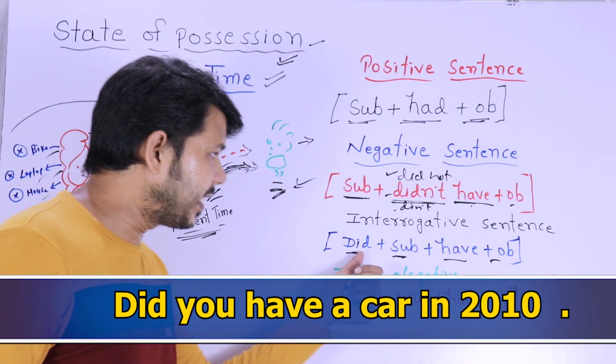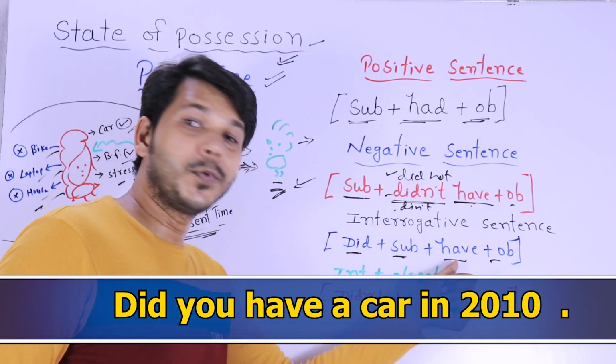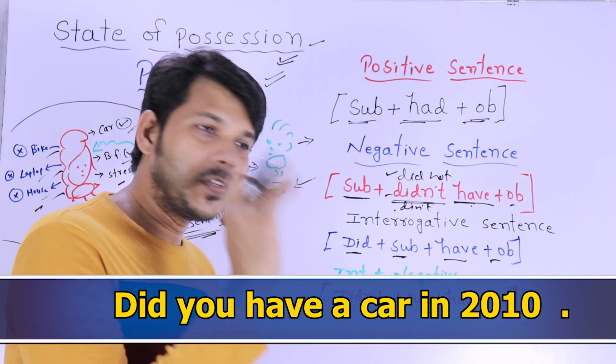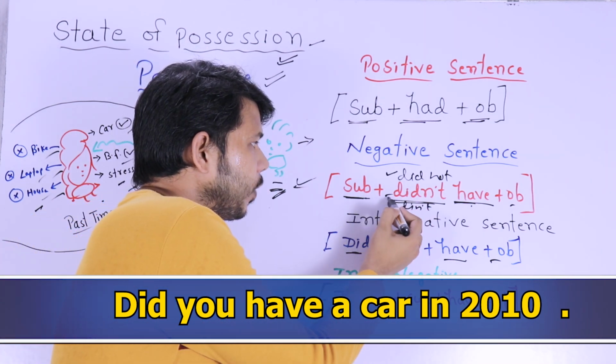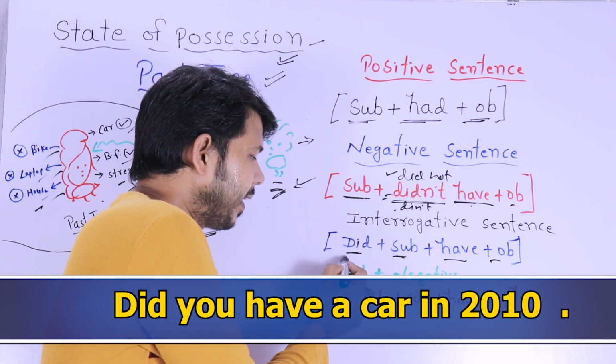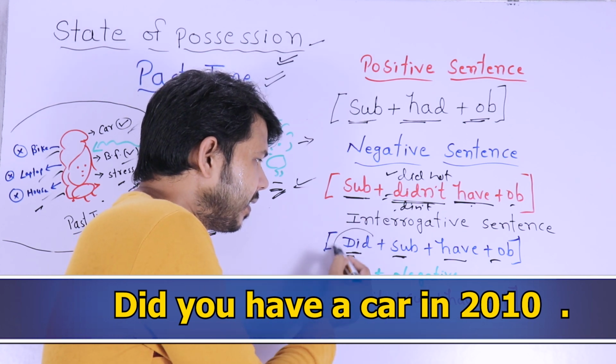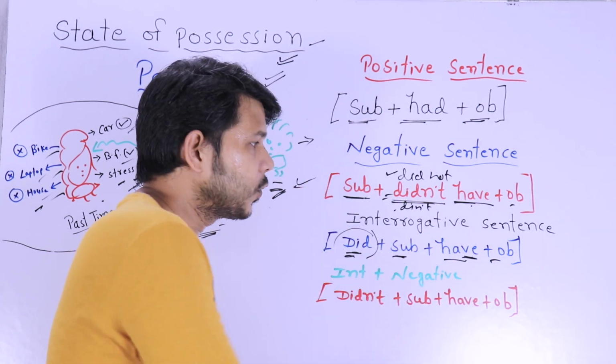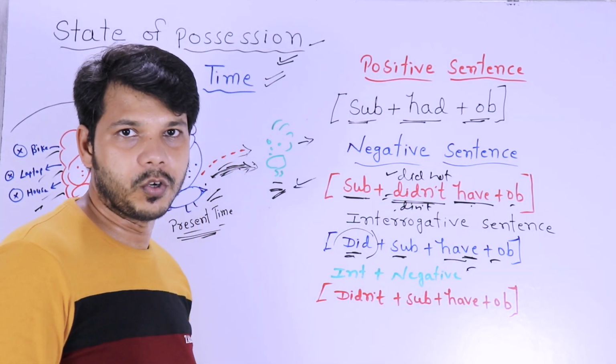So when you are saying did, then after the subject you have to put have. You are not supposed to say had. Did you have? So wherever you find did, in negative you are getting didn't, and here in interrogative did. So when did is there, had cannot be used. Had will turn into have. This is the catch.